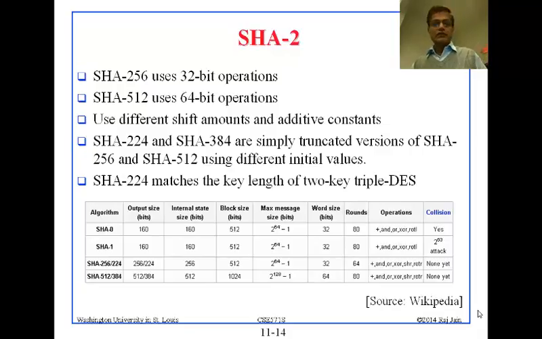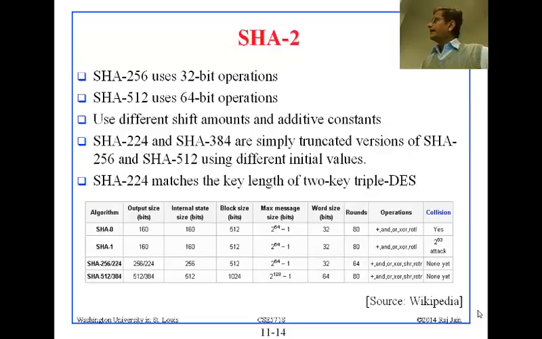But from 256 you can also get 224, and from 512 you can get 384. So if you want to get SHA-224, all you do is you do 256, but ignore the least significant whatever number of bits are left. 256 minus 224, 32 bits you will leave here, and in 384, 512 minus 384 bits of least significant bits will be discarded. And so you just send that much.